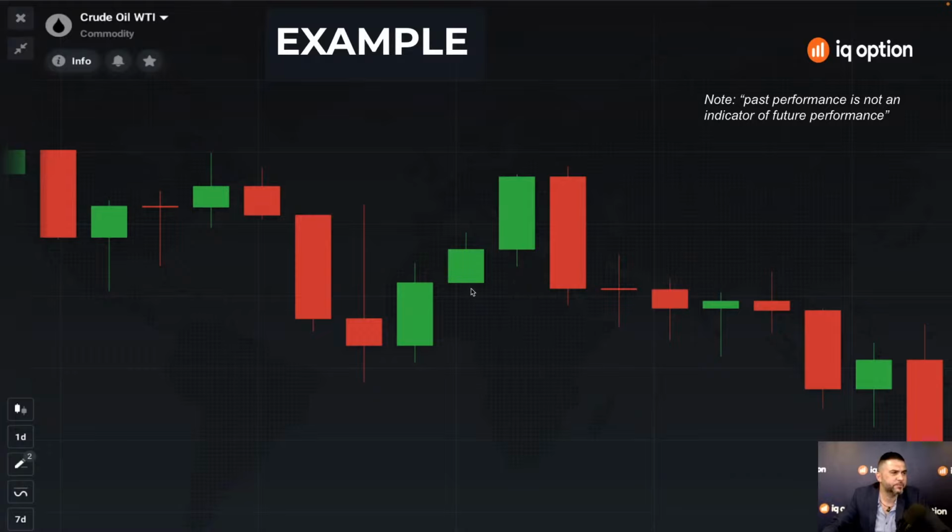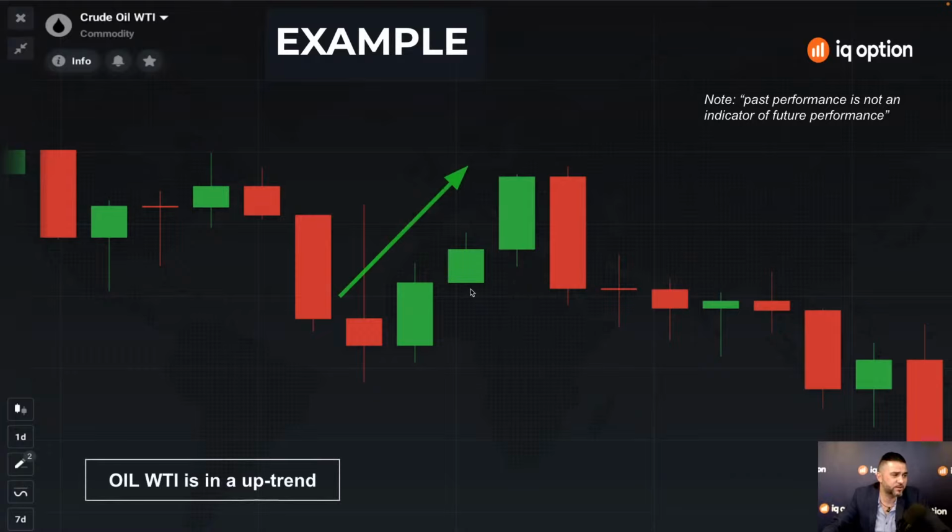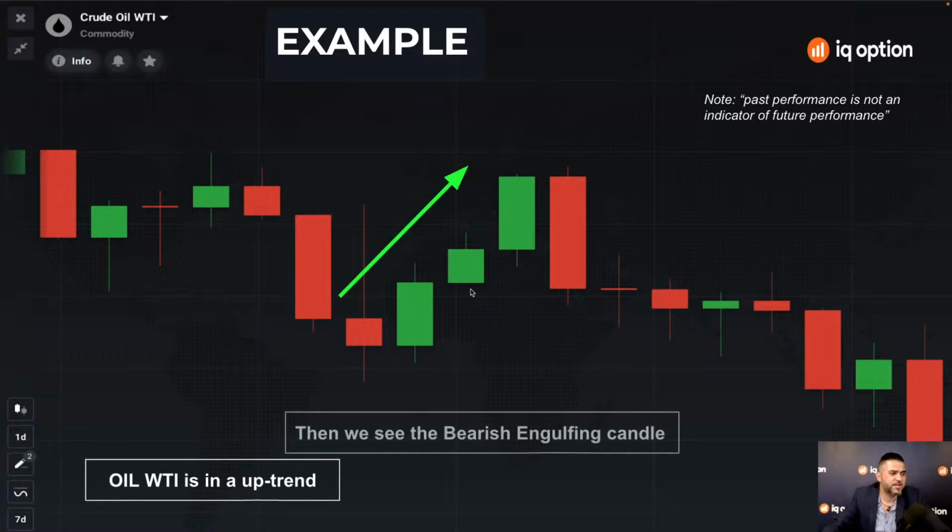Okay, now to the example. We're going to look at the example of the pattern we're looking at. And we can see oil is in an uptrend. You can see here the market climbing. And then what happens here? What is this moment, guys? Bearish engulfing. Very nice, very easy to understand. This candle, the red one, is way bigger than the green one.